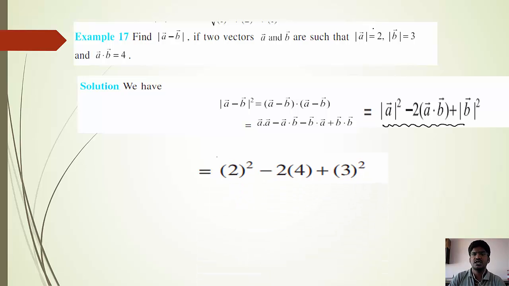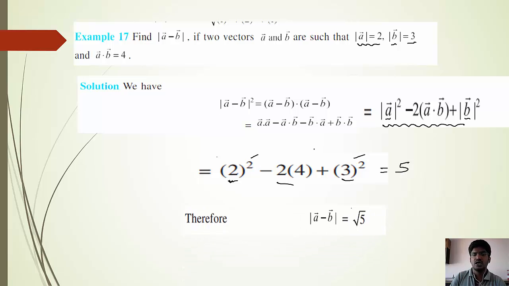So see here, mod of vector A is 2. In the place of mod of vector A, you write 2, it will be 2 square. Mod of vector B is 3. In the place of B, you write 3, it will be 3 square. Clear? So it is going to be 9. 4 plus 9, 13. 13 minus 8 will be 5.